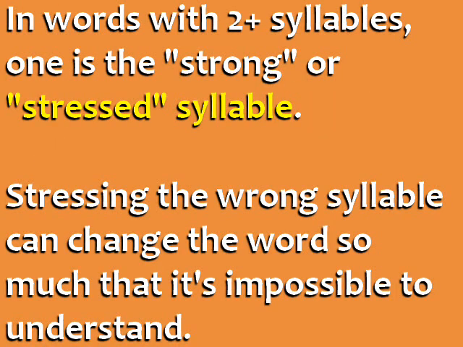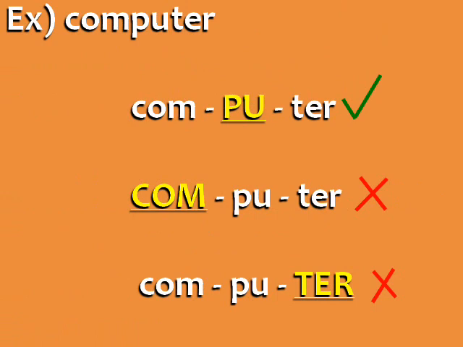In words with two or more syllables, one of the syllables is the strong or stressed syllable. This is very important because stressing the wrong syllable can change the sound of the word so much that it's impossible to understand. Take the word computer as an example. It has three syllables and the stress is on the second one, computer. If we put the stress on the first or third syllable, the word sounds completely different. Computer, computer.